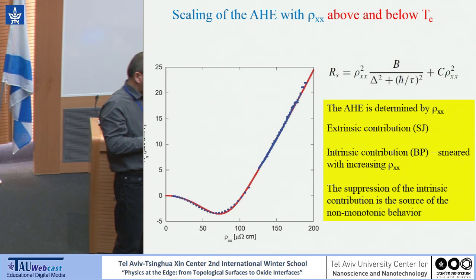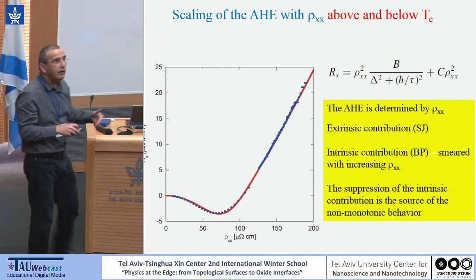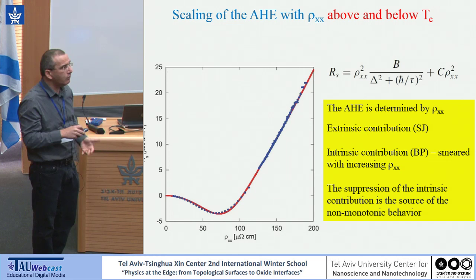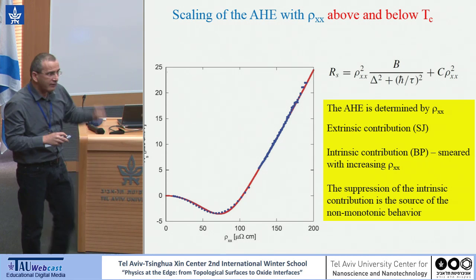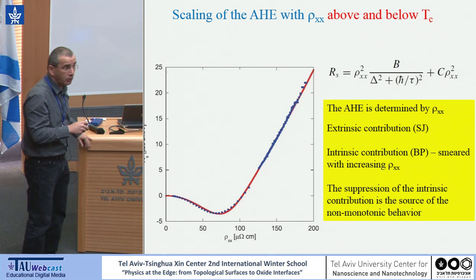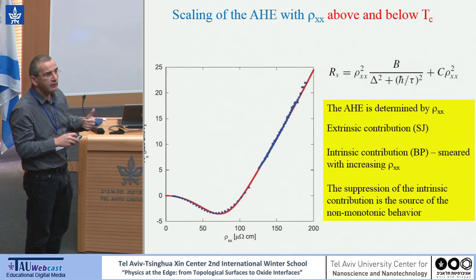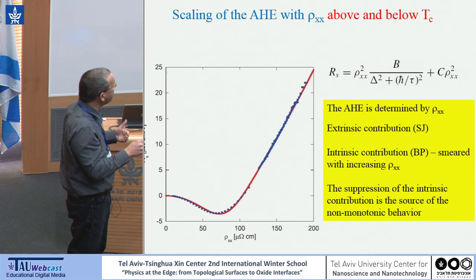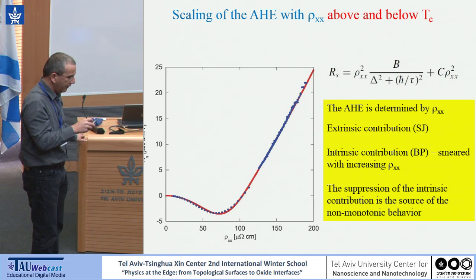But the point is that if we look at what happens to the Berry phase contribution at higher temperatures, then if you're looking at the Kubo formula to calculate this contribution, you expect that the scattering time will affect the sigma xy that you get from it. So you expect the intrinsic contribution to be suppressed as you go to higher resistivities. This is why we see this competing behavior, and you see this sign change.